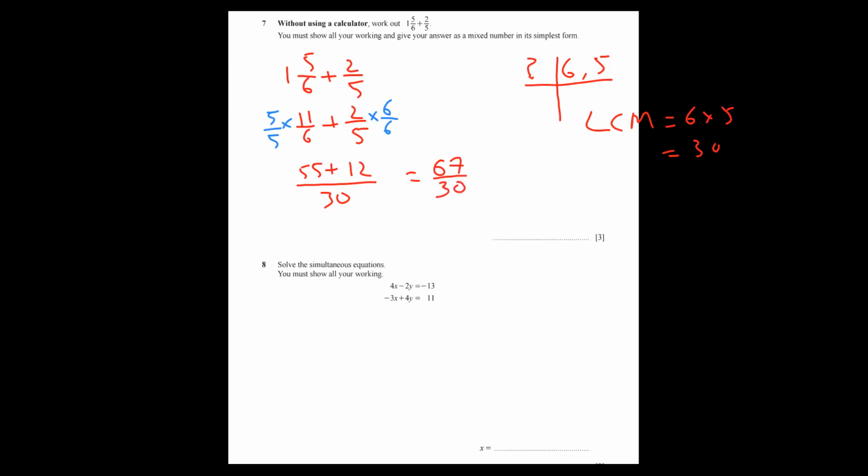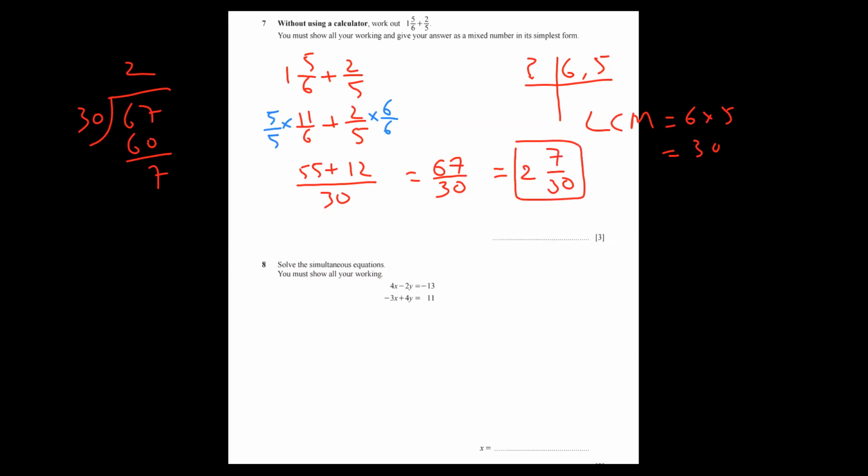And what he said: show all working and give your answer as a mixed number. And now what to do, how to do it? 67 keep inside. Now we can divide: 2 times 30 is 60. I got 7 left. So how to write it? This 2 you can write first, and this 30 will go in the denominator, and this 7 goes up. So this is our answer finally.